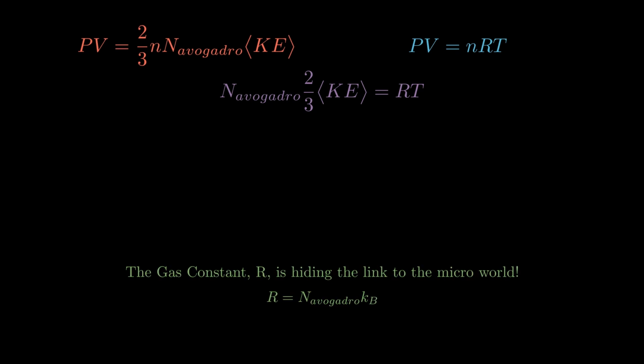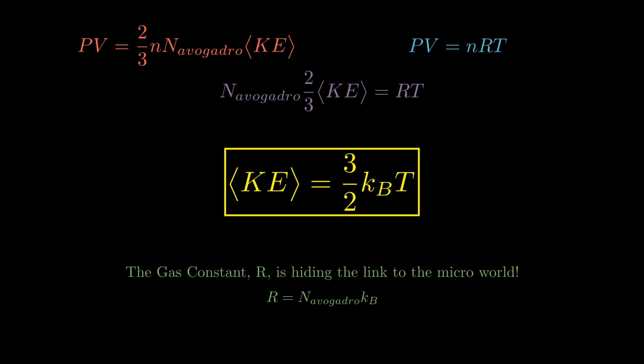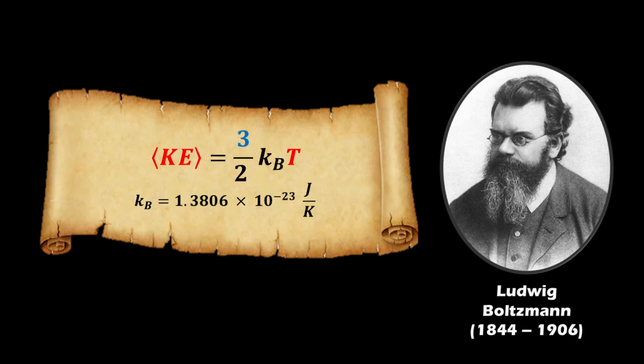This is where Boltzmann came up with his miraculous constant. He stated that the gas constant must be hiding the link between the micro and macro world. So R must be equal to Avogadro's number times some constant that we now call the Boltzmann constant in his honor. Knowing this, we can cancel the Avogadro's number and change R into the Boltzmann constant. We now end at the revolutionary result that the time averaged kinetic energy is 3/2 times the Boltzmann constant times temperature.